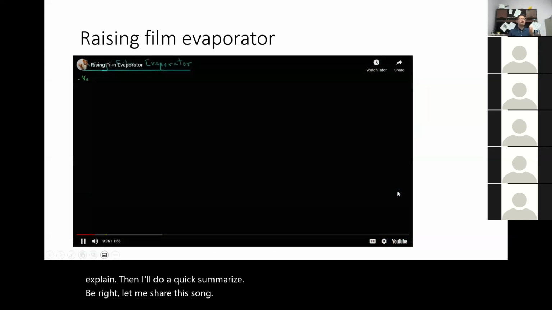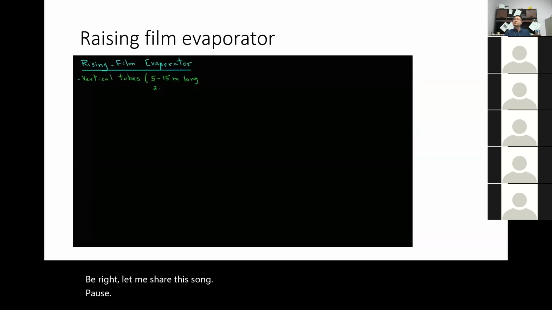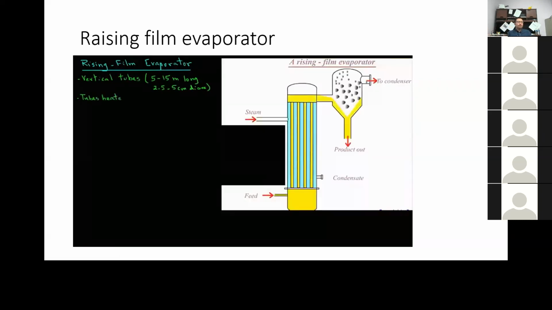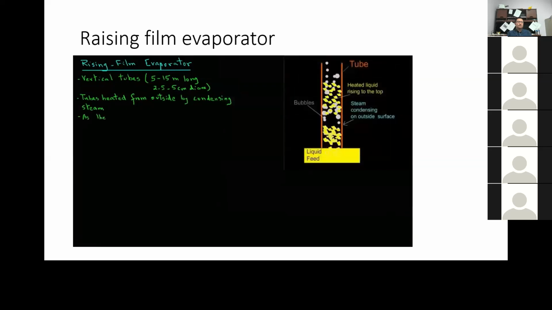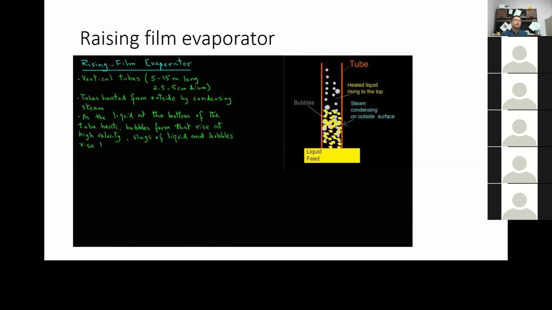Involves long vertical tubes, typically 5 to 15 meters long and 2.5 to 5 centimeters in diameter. These tubes are placed inside the steam chest, where the liquid inside the tubes is heated from the outside by condensing steam, as we see in this animation. As the liquid at the bottom of the tube heats, bubbles will form that rise inside the tube at high velocity. So typically we have slugs of liquid and bubbles rising rapidly to the top of the tubes.